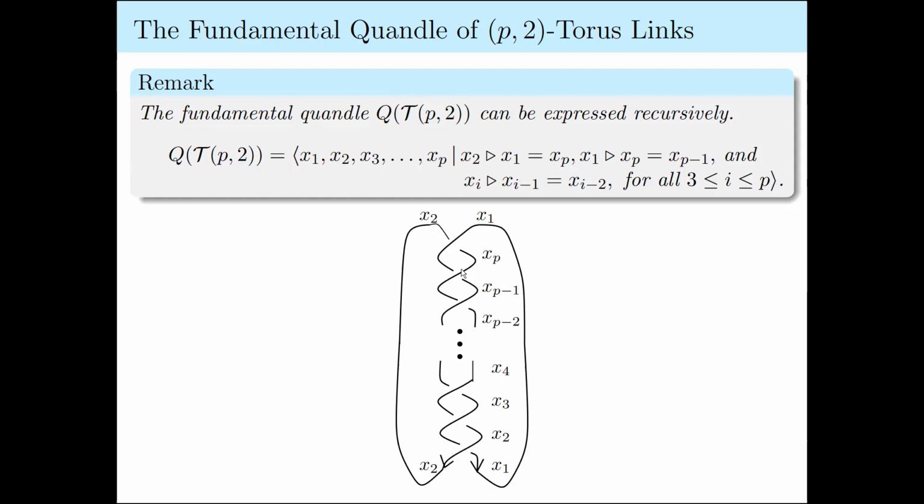Now, XP becomes the overstrand with X1 on the right. So this means X1 triangle XP is equal to XP minus 1. And this pattern holds for other torus links as well. In the case of a (P,3) torus link, our relations would use 3 generators at a time. And for (P,4), we would use 4 generators at a time.